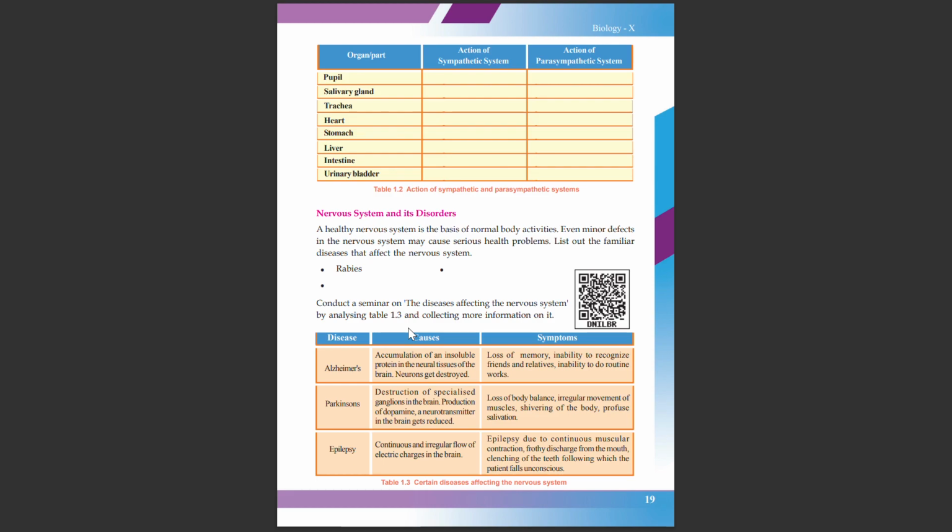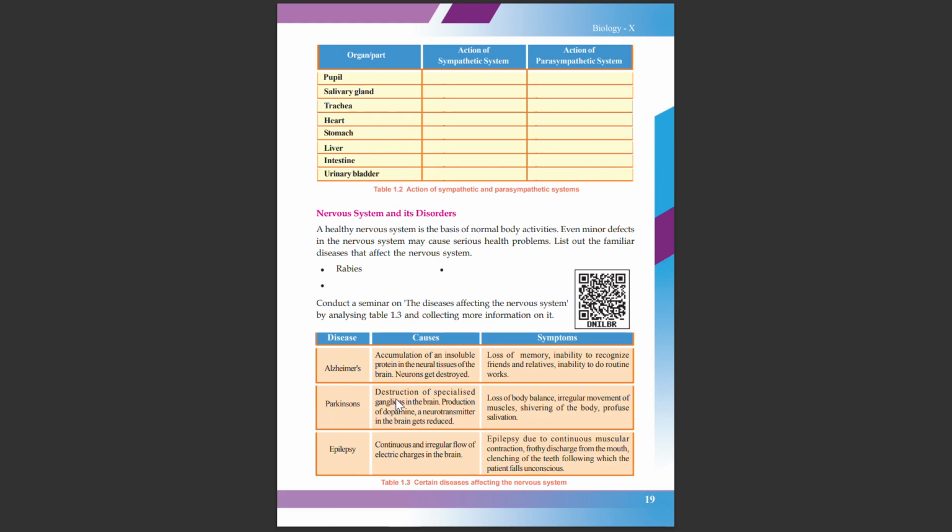Okay. First one is Alzheimer's. The cause of Alzheimer's would be accumulation of an insoluble protein in the neural tissues of the brain. Neurons get destroyed. So, if the neurons are destroyed, what will happen? Loss of memory. Right? Neurons are the ones holding the memories. Loss of memory, inability to recognize friends and relatives, inability to do routine work. They'll forget everything. Alzheimer's means they'll lose memory. That's it.